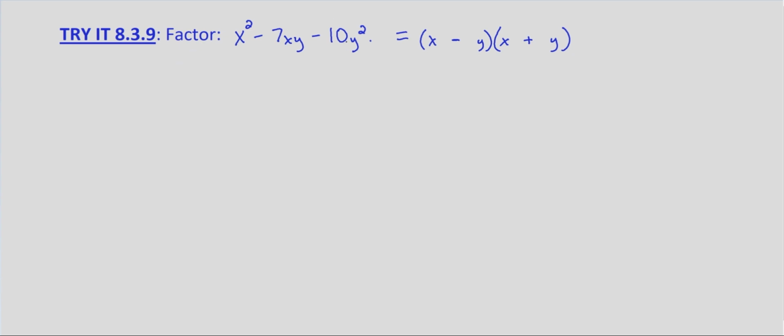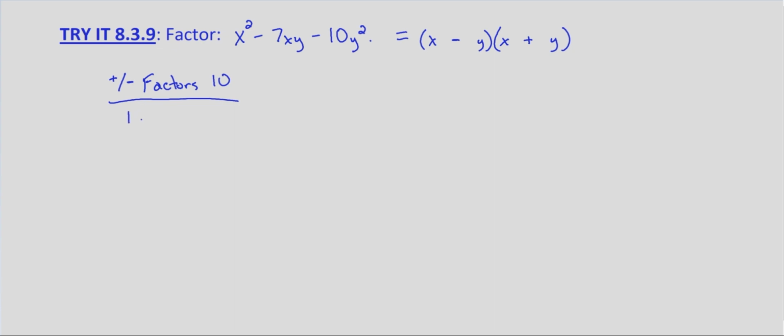So we look at the factors of negative 10. We want something that multiplies to negative 10 that adds to negative 7. So we're looking at the plus and minus factors of 10, because it could be either way, minus or plus. So we'll start with our positive 1.